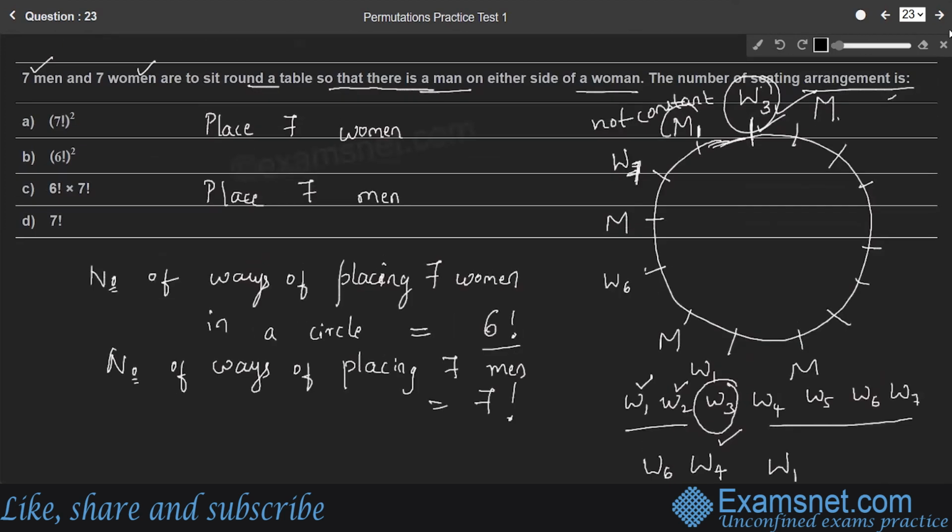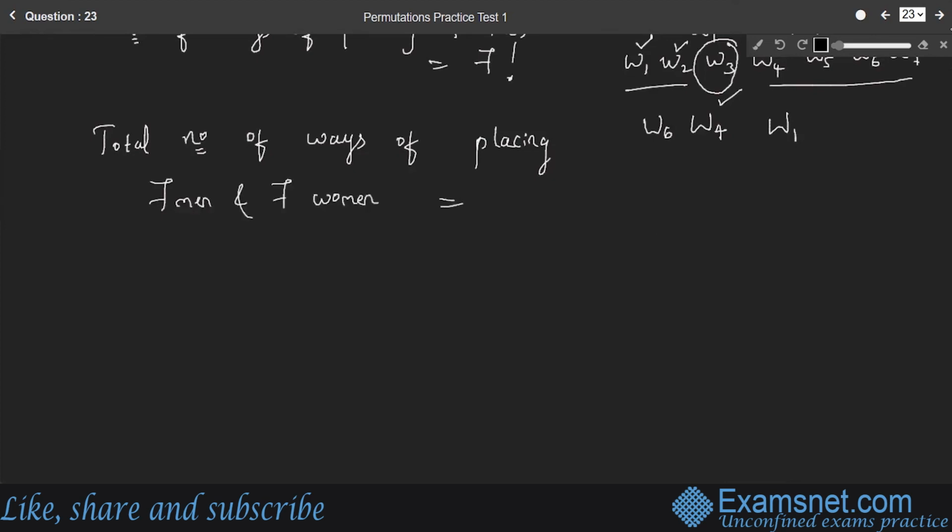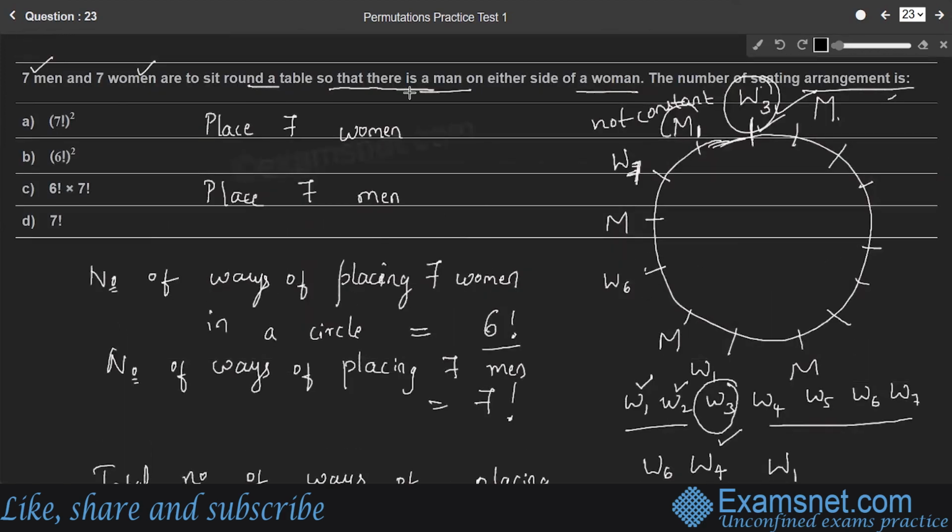Therefore, coming back to the question, the total number of seating arrangements, or total number of ways of placing 7 men and 7 women, is equal to the product of factorial 6 and factorial 7, that is, 6 factorial into 7 factorial. So option C is the right answer.